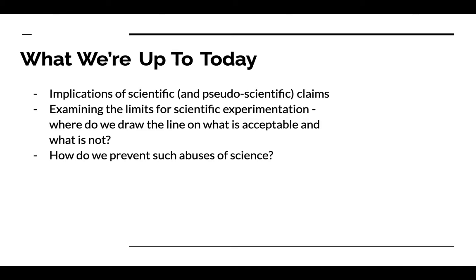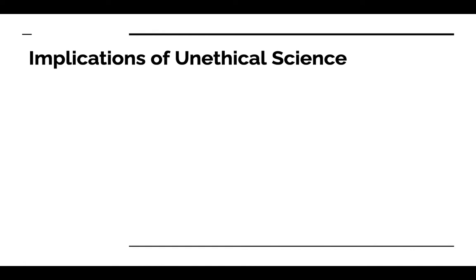Unfortunately, science has been used for very nefarious and ill-intentioned purposes in the past. We'll take a look at some of those examples today. How do we prevent such things from happening again? AKA, how do we prevent history from repeating itself? So, implications of unethical science.